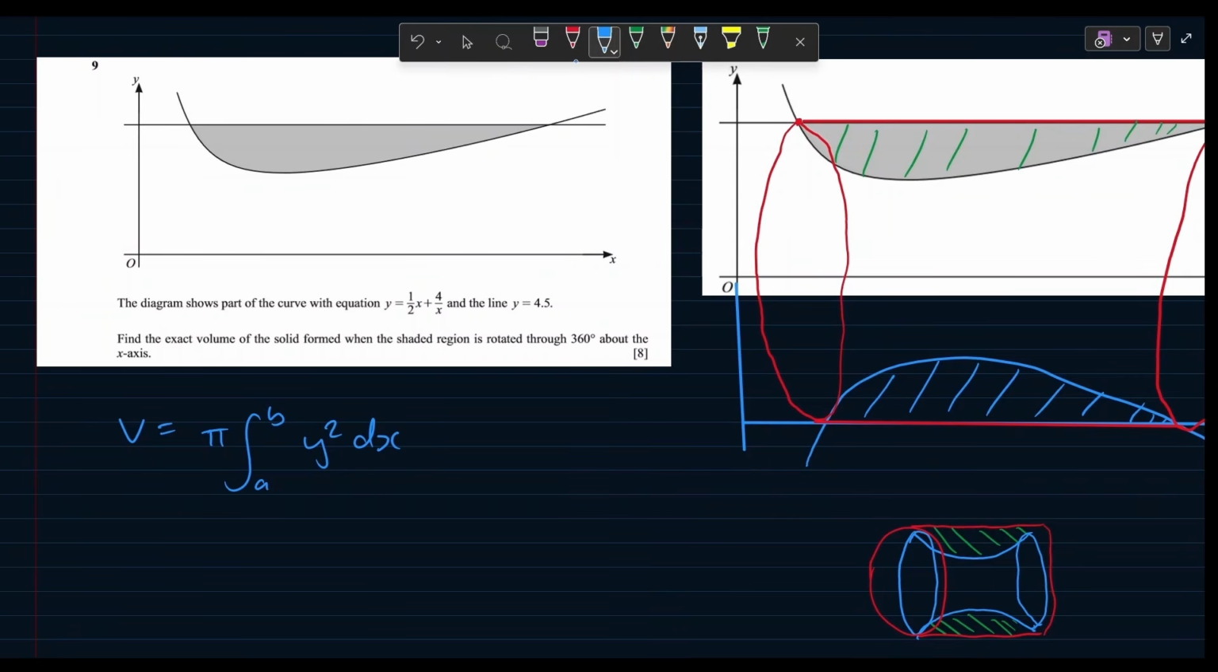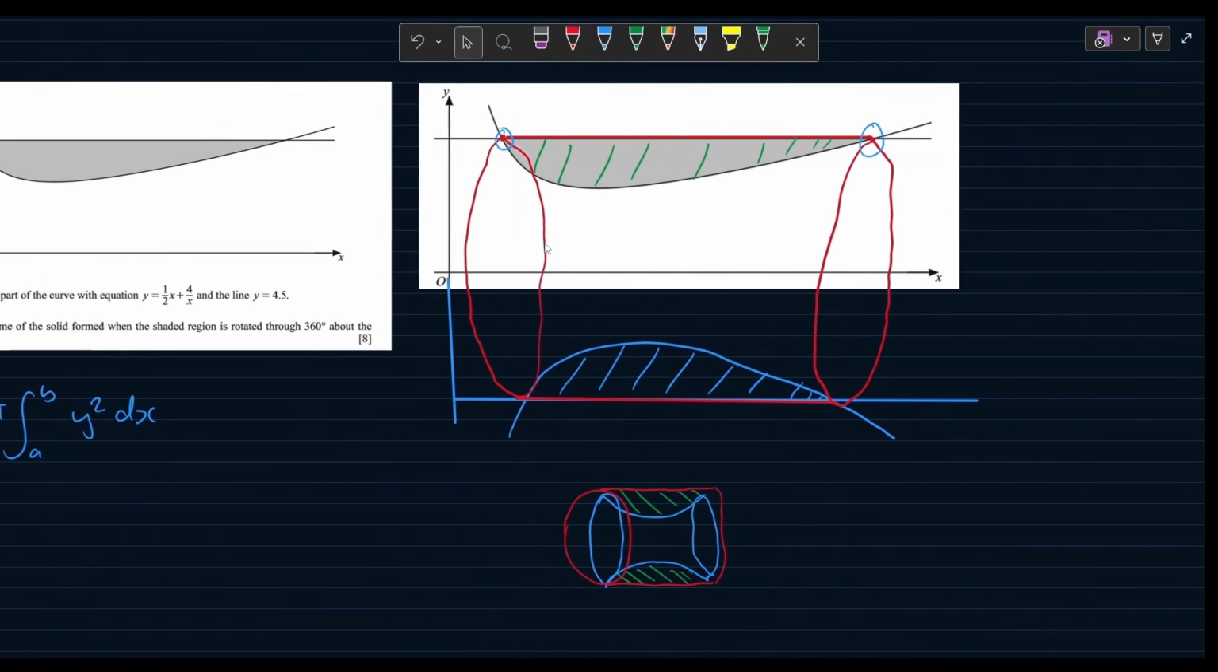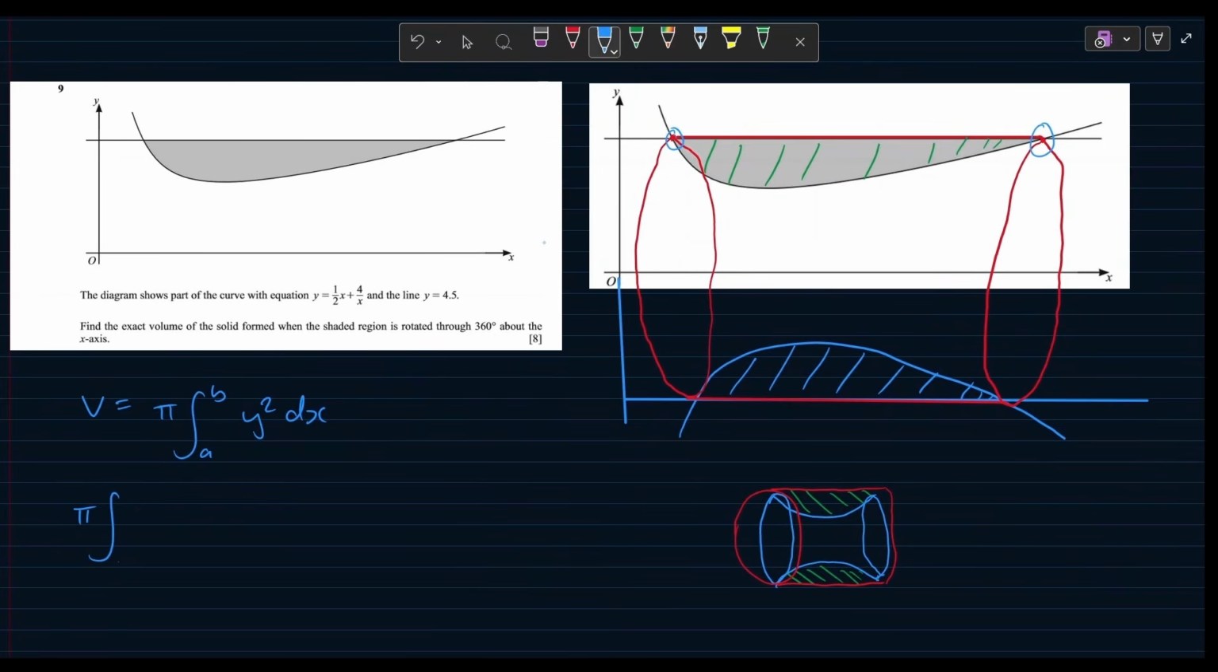So in our case, what we're going to do is find the volume of the can of beans. So a and b are the limits on the x-axis that bound your region. The can of beans is bounded by whatever this value here is and whatever that value here is, which we are going to need to find. Let's quickly do that, because that's going to be the point of intersection between our curve and our line y equals 4.5.